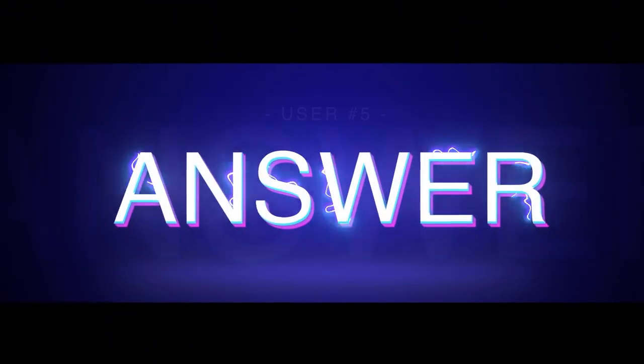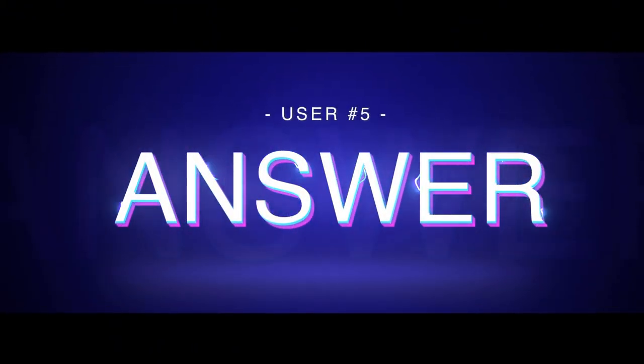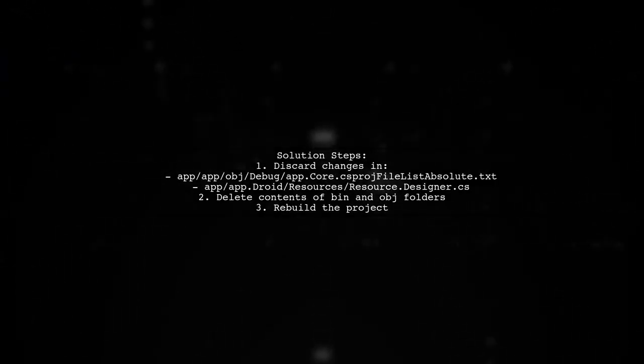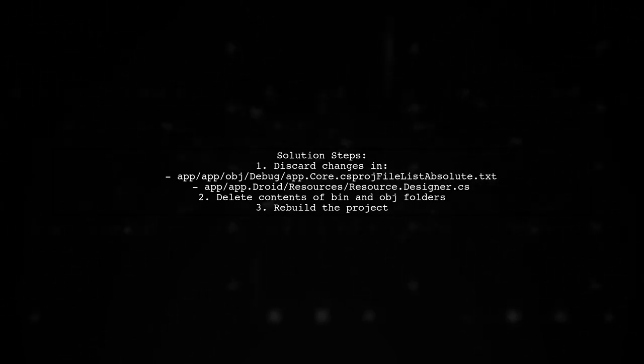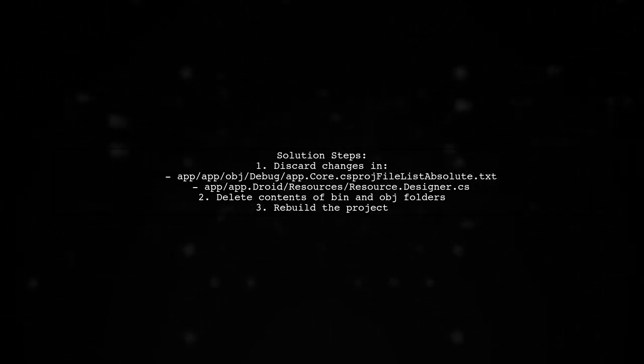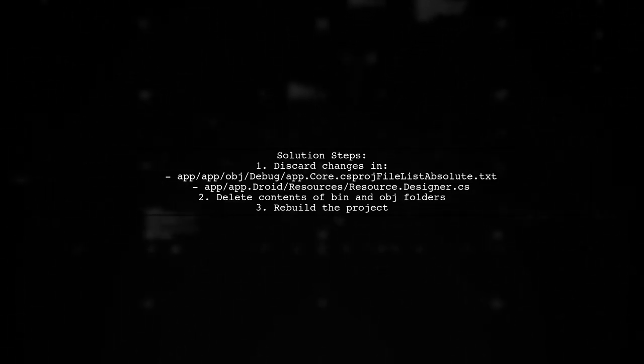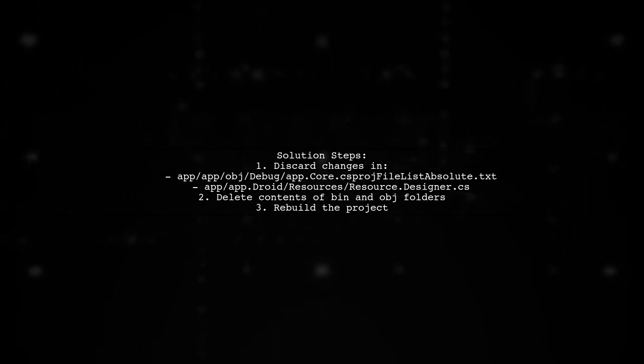Let's now look at another user-suggested answer. To resolve the issue with Xamarin.Android.Support.Fragment, try this method. First, discard changes in specific project files. Then, delete the contents of the bin and obj folders. Finally, rebuild your project.